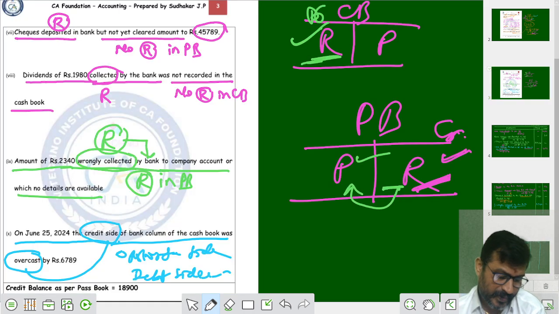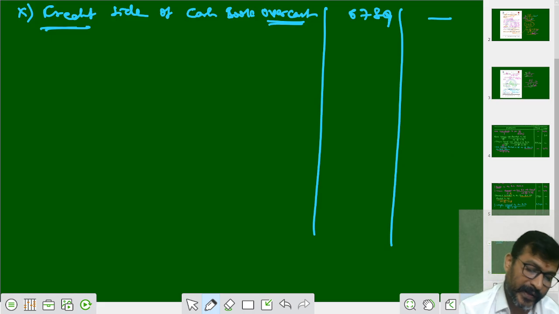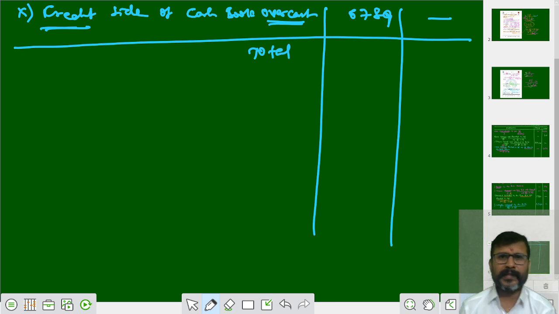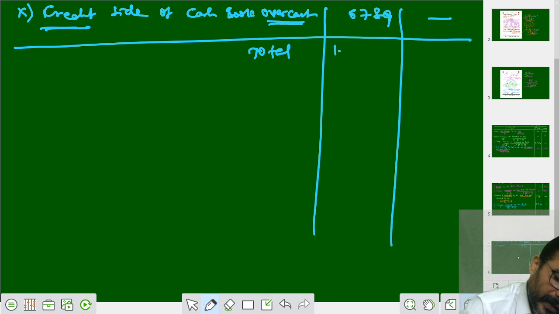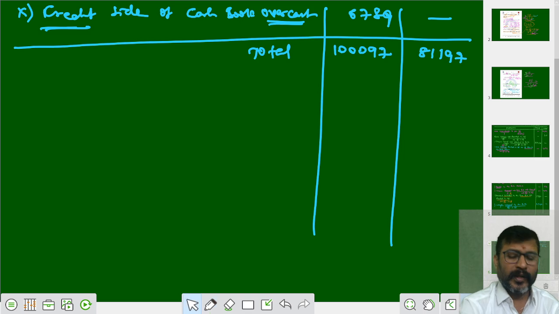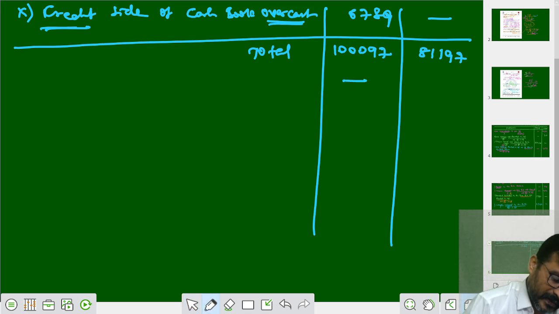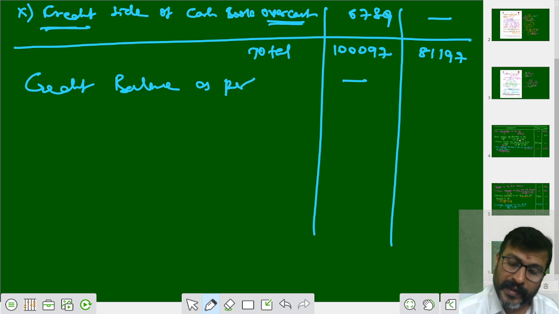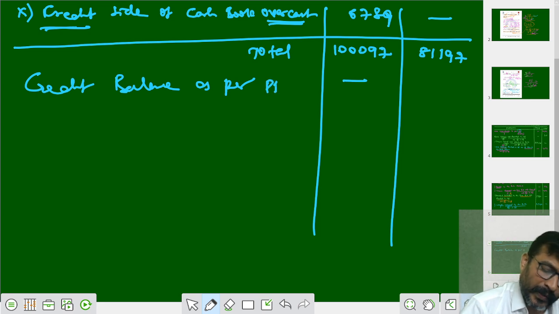Do we have any other adjustment? No, that's all. Now you close, my dear kids. Find out the total. Use a calculator. Work out the total of debit. It comes to 1,97,000. Credit side comes to 81,197. Now you find out the difference. What side is less? You started with which book? Cash book. Now we have to end with passbook.